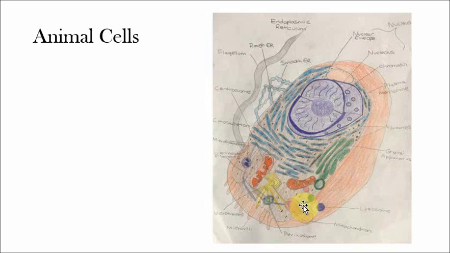Next, we have the cell membrane, which just surrounds the cell and holds it all in one place, and these little finger-like projections from the cell are known as microvilli. What these do is they increase the surface area of the cell in order to maybe pick up nutrients from outside of the cell.